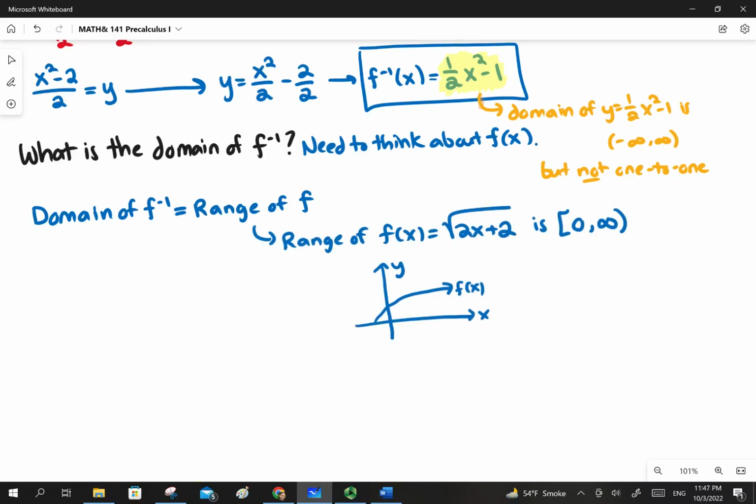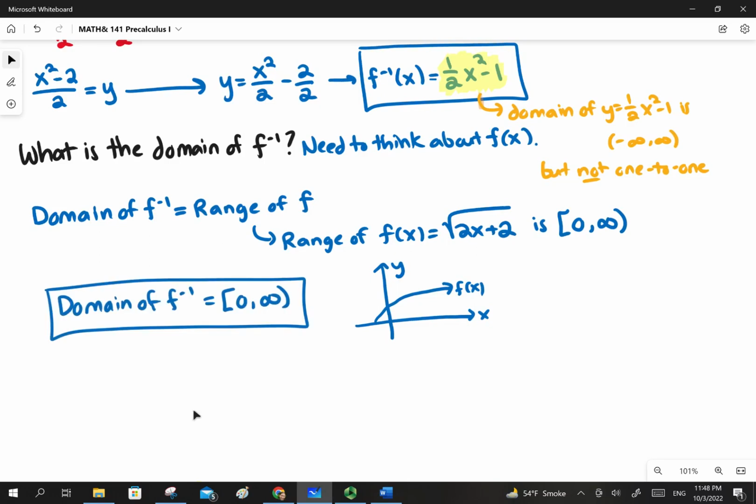f of x equals the square root of 2x plus 2 has range 0 to infinity since it is a square root function that hasn't been reflected or shifted vertically. So the domain of f inverse is also 0 to infinity. You could also look at 1/2 x squared minus 1 and see that it hasn't been shifted horizontally. So the x-coordinate of the vertex is still 0. So taking the right half of the parabola, since f of x equals the positive square root of 2x plus 2, emphasis on the positive, the domain would be 0 to infinity.